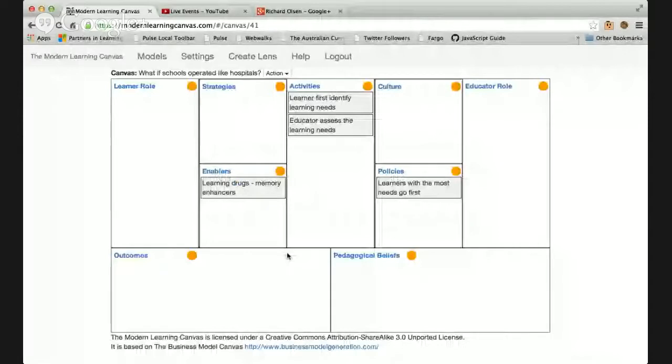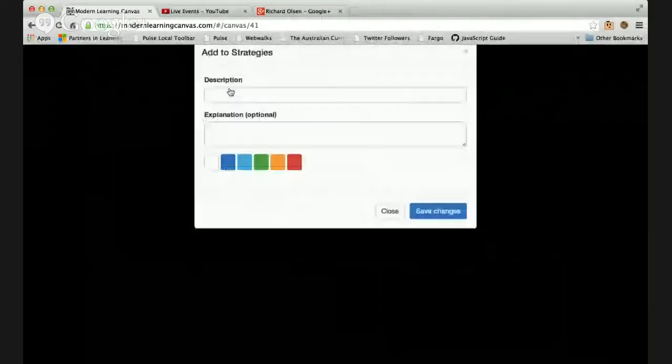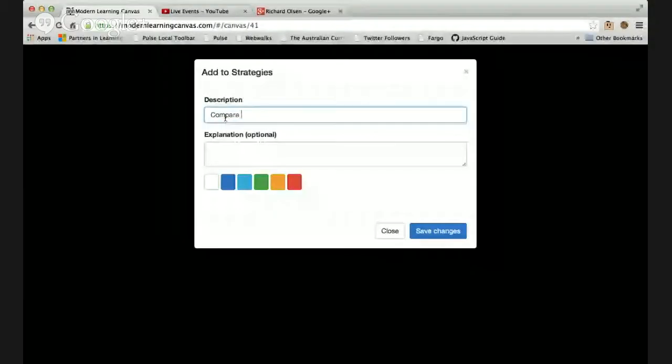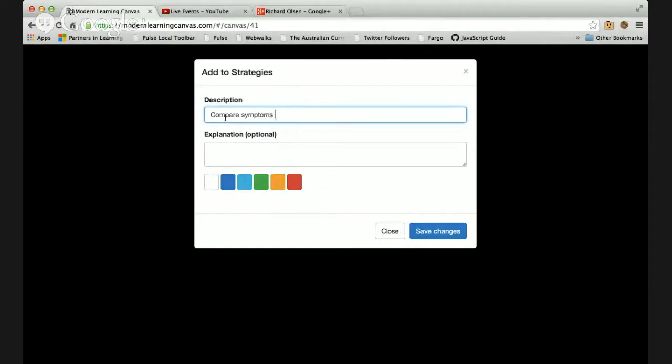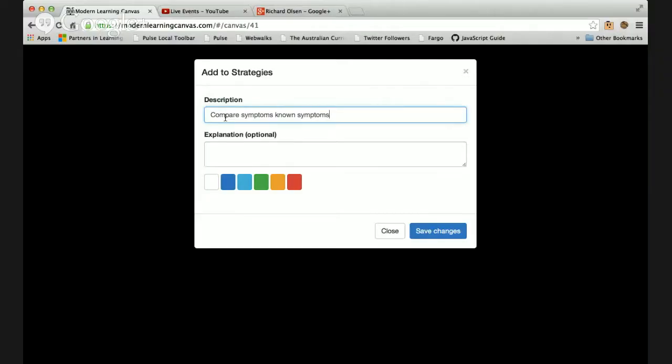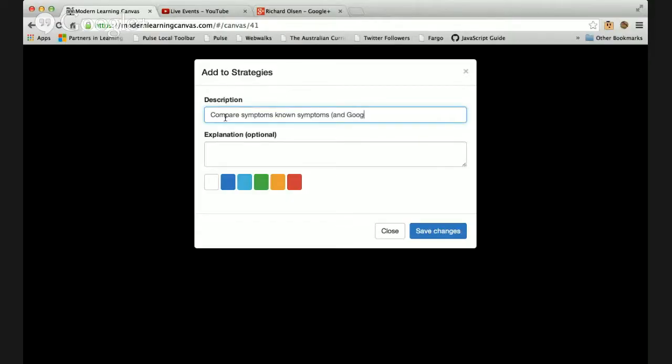Would strategy be one-to-one? Yeah, it's interesting. Strategies. What would be strategies? Well, a strategy might be to self-diagnose. You'd use the internet, wouldn't you? I mean, we all do that. Well, you compare your known symptoms with Google. Yep, you would. So is the learner aware of their own deficiency and what they don't know, if you know what I mean? Yes.